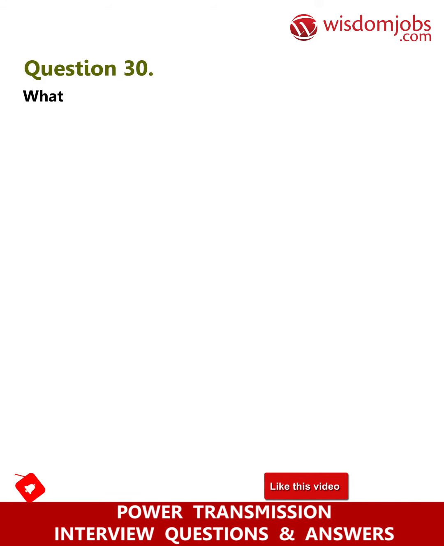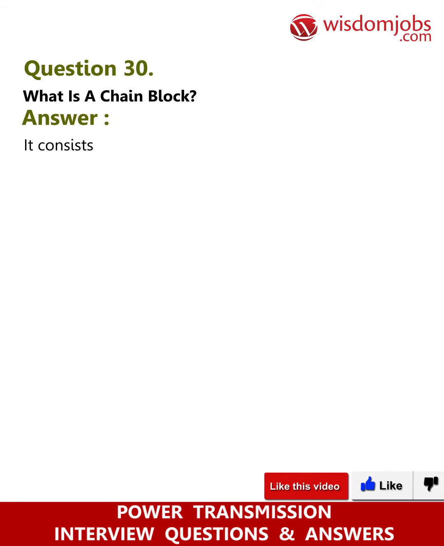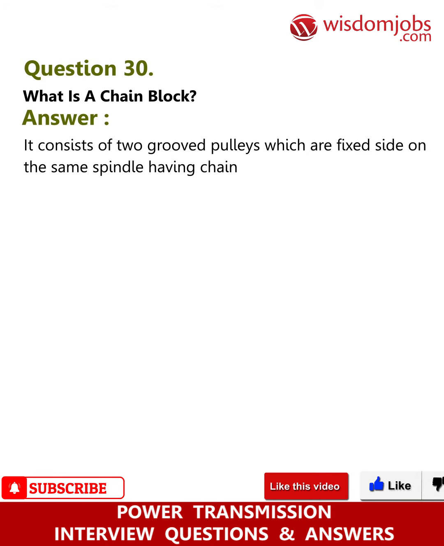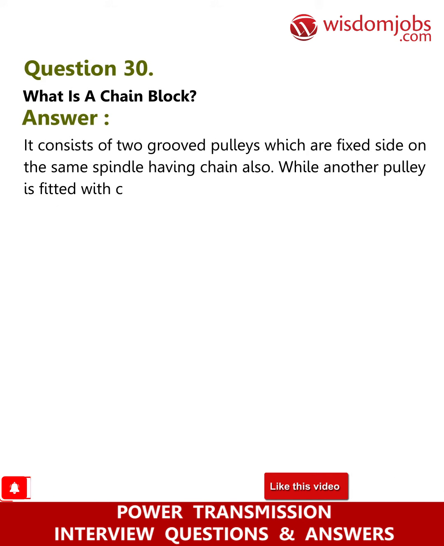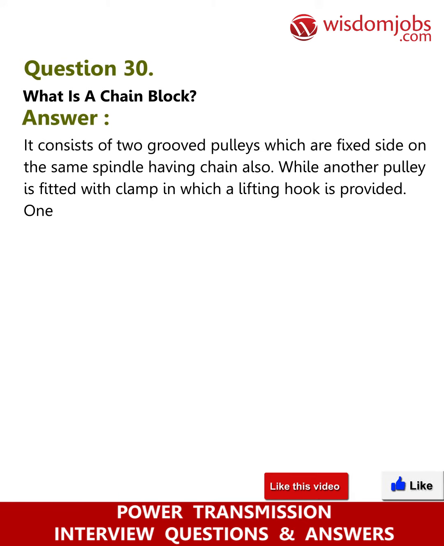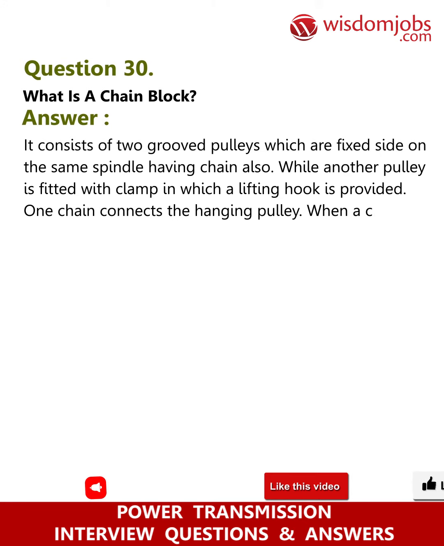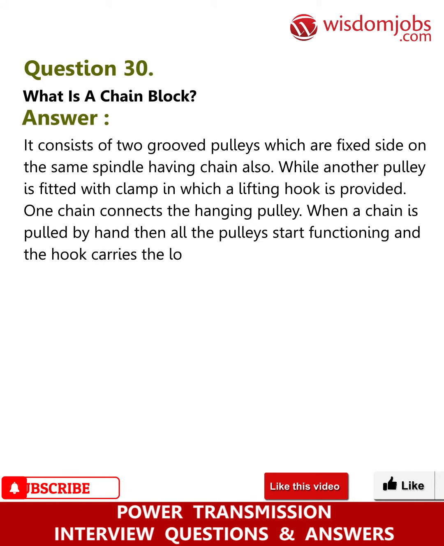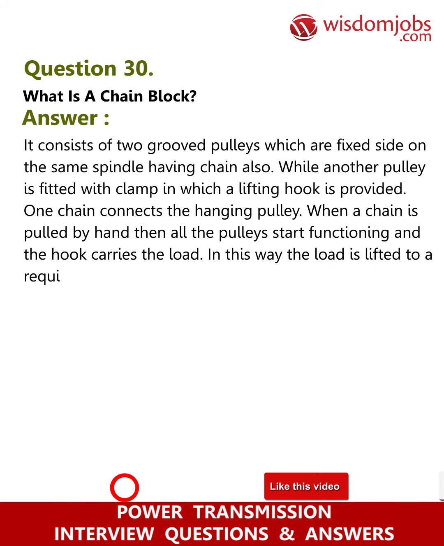Question 30. What is a chain block? Answer. It consists of two grooved pulleys which are fixed side by side on the same spindle having a chain also, while another pulley is fitted with clamp in which a lifting hook is provided. One chain connects the hanging pulley. When a chain is pulled by hand, then all the pulleys start functioning and the hook carries the load. In this way the load is lifted to a required height.